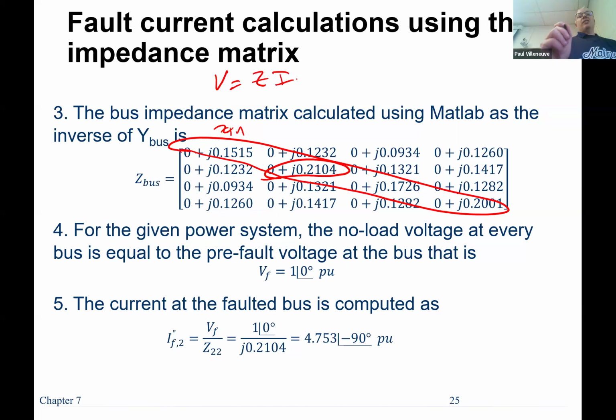If I was using Y bus, I would be calculating I, right? I already know what the fault current is. It's the pre-fault voltage divided by the Thevenin equivalent impedance seen by that bus. So I've got I, but I need to get the updated voltages. So that's why I need that equation right there.